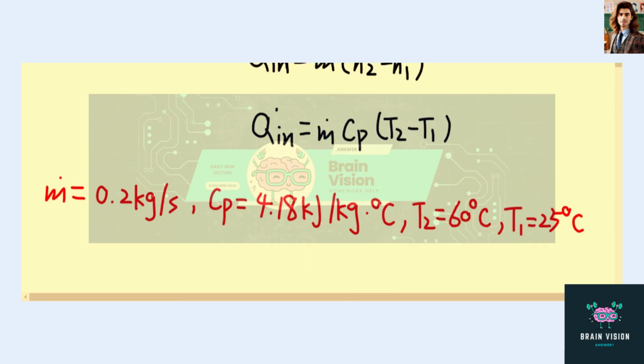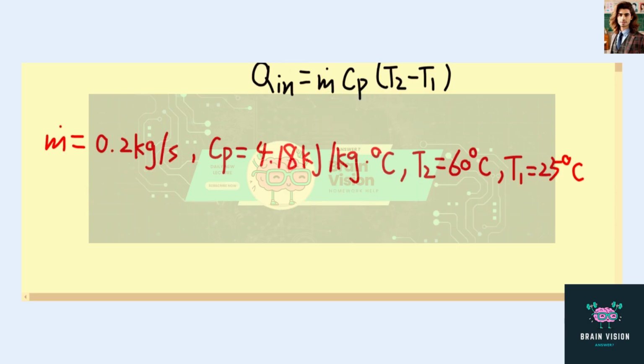So now we know the mass flow rate is given as 0.2 kilogram per second, and the specific heat for the water is 4.18 kilojoule per kilogram times degrees Celsius. And we know T2 is 60 degrees Celsius, T1 is 25 degrees Celsius. So now we can determine the rate of heat transfer in the heat exchanger, which is the heat input in this case.